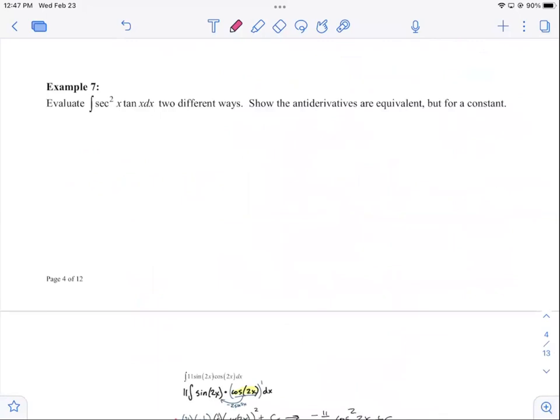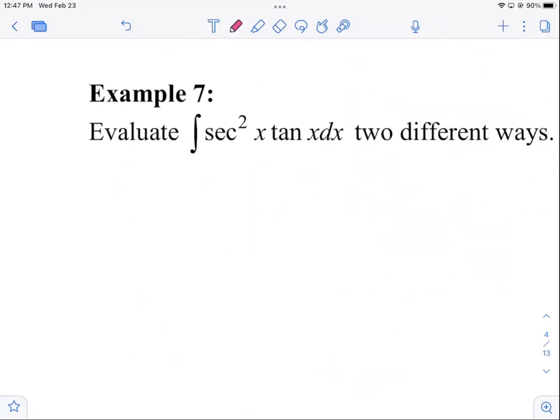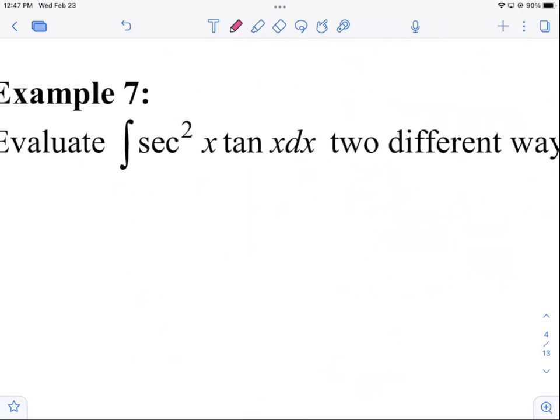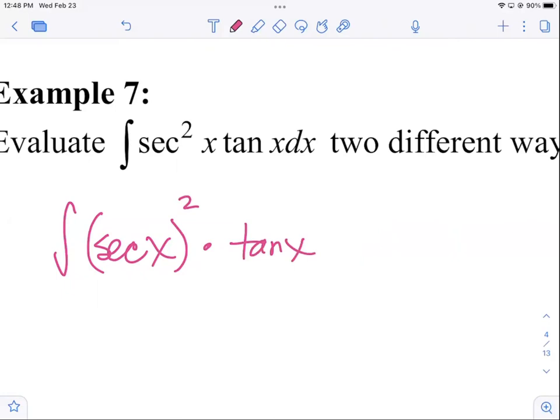All right, example 7. This kind of goes to what I was speaking. Evaluate two different ways. Show that they're equivalent, but for a constant. I'm not going to do that because you would do it the same way that we just did using the Pythagorean identity. But I will show you that this one has two different ways you can find the antiderivative. All right, so walking up to this fella, you might want to rewrite the secant squared. Right? It's just kind of a natural reaction to write it in expanded form.